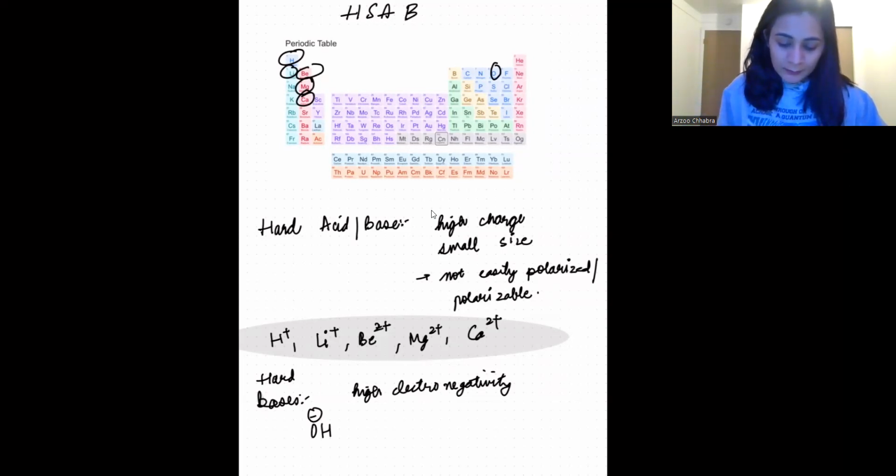And across the row, size decreases. So oxygen has a really small size as well, and then high electronegativity, and that's why OH minus is a part of a hard base.